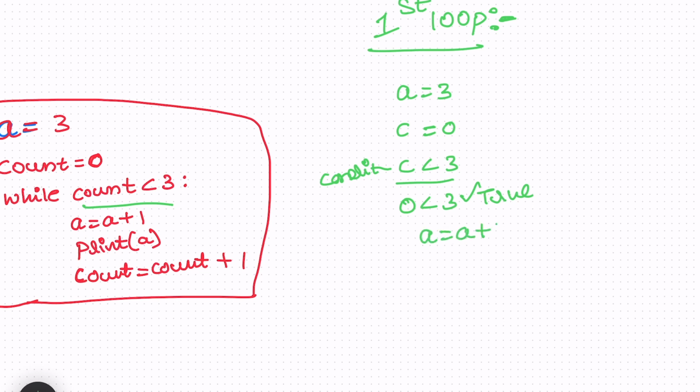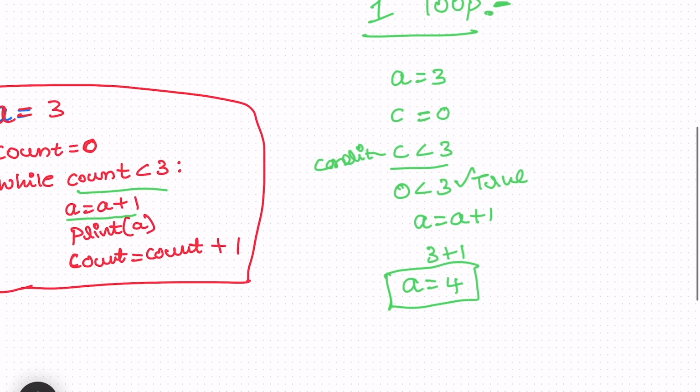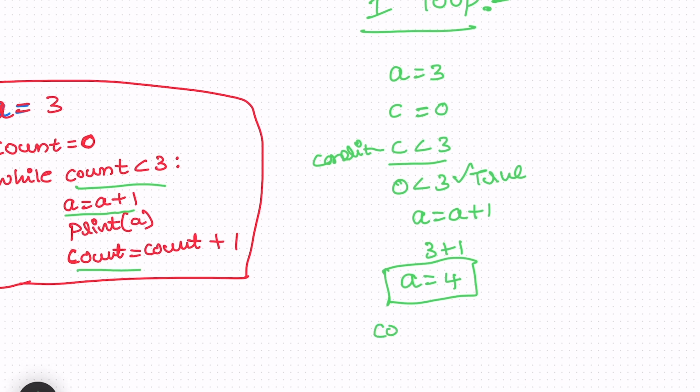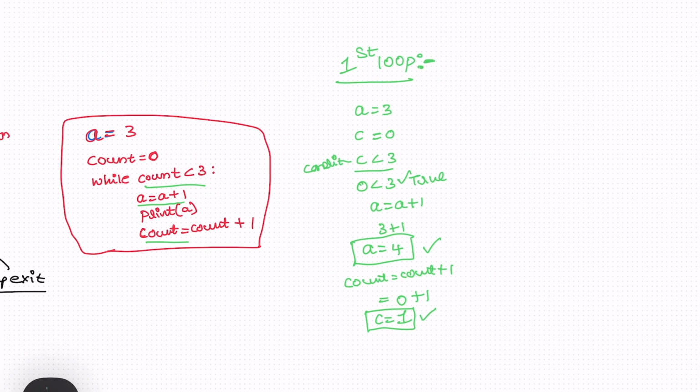a will become a plus 1, means 3 plus 1 and a is equal to 4, right? A value is updated. We have given a is equal to a plus 1 to know the difference, like whether the loop is executing or not. And again, what is the updated thing here? Count is equal to count plus 1. So it's 0 plus 1. C is equal to 1, right? So A is updated and C is also updated. The first loop is completed.